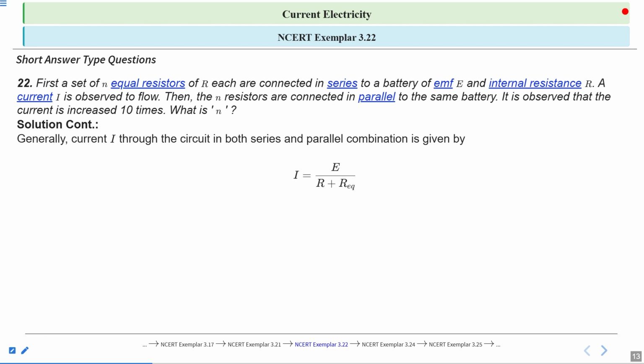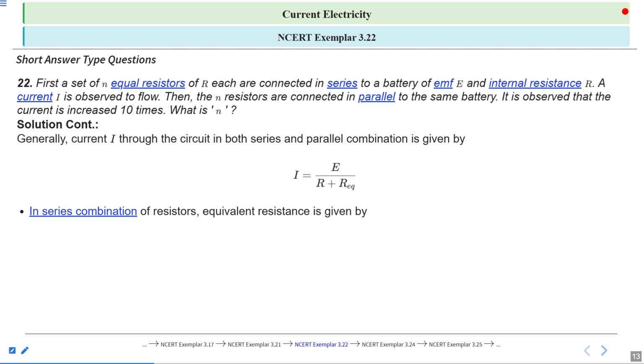R equivalent is the equivalent resistance of the combination. It will be different in series and parallel. For series it will be different, for parallel it will be different. So the current will be according to that R equivalent. The internal resistance R and the EMF E will remain the same in both cases, but R equivalent will vary.